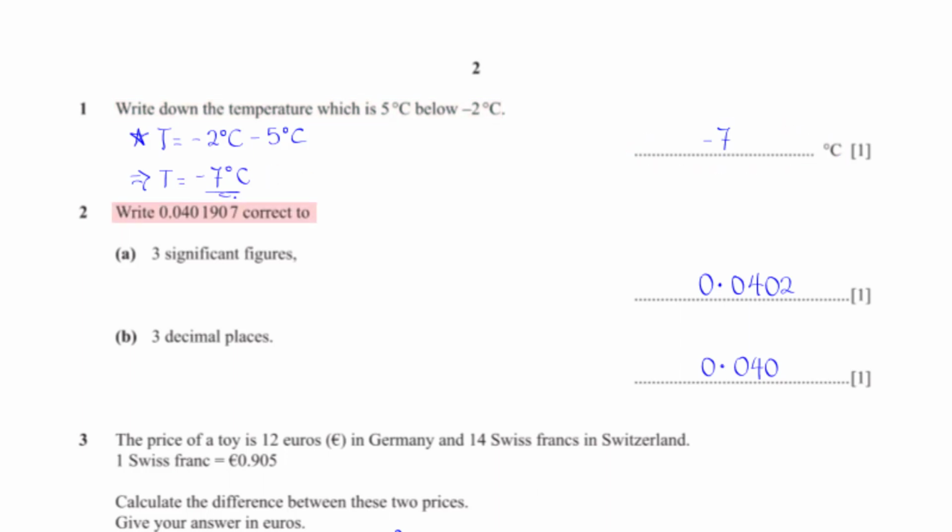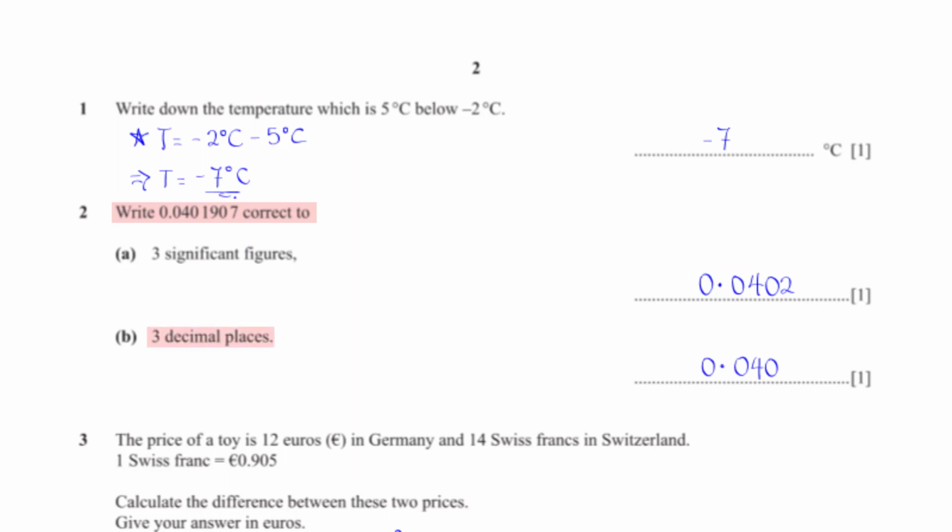Write 0.0401907 correct to three significant figures. The leading zeros are insignificant. The third significant figure is 1, and since the number after 1 is greater than 5, we add 1 to 1, giving us 2 and ignoring the rest of the numbers. And so this leaves us with 0.0402.